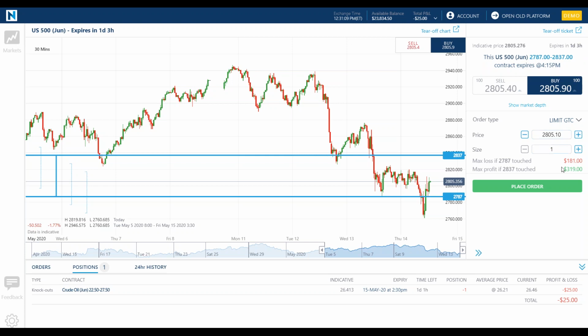This one's a $500 contract total. But it's a great way if I wanted to speculate on what the market's going to do, what the S&P 500 is going to do. I can buy or sell a knockout going into the position with defined risk, defined reward. So all right, it's pretty easy to understand.